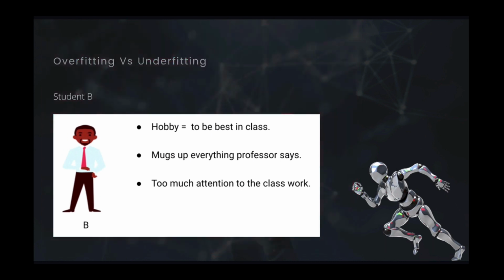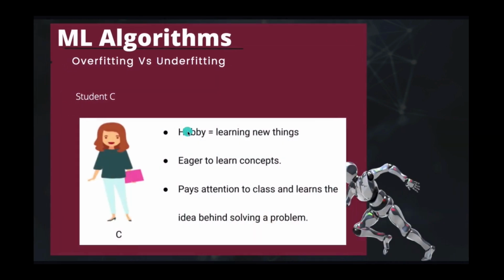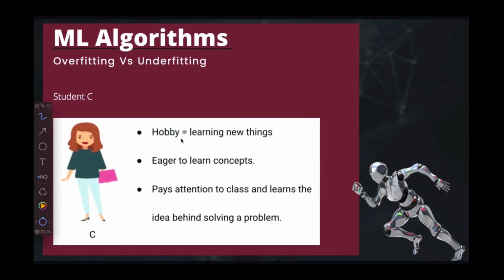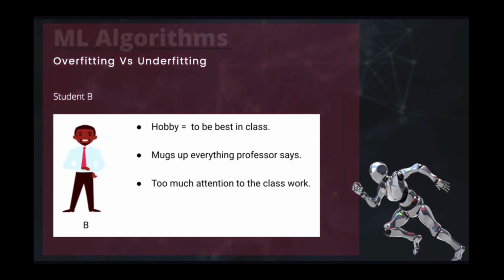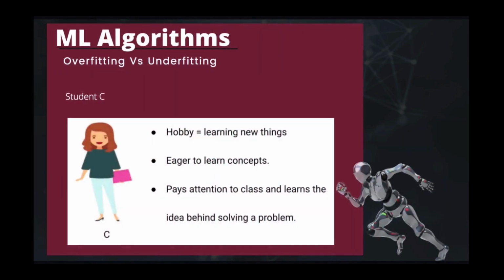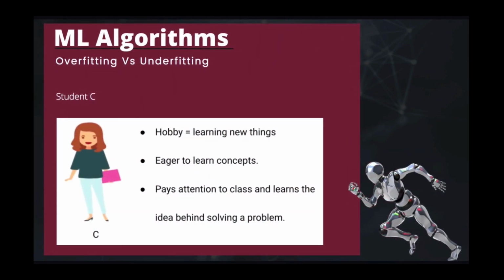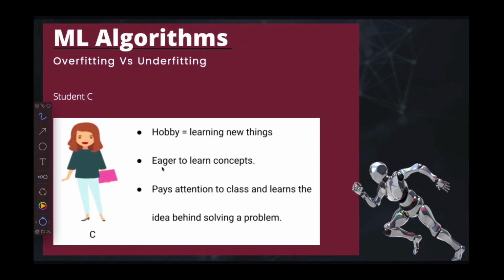Then there's this particular student, which is student C. She's not that serious like student B. However, this particular student is also very much interested in what is going on in the class, right? Her hobby is learning new things. She pays attention to new things and she wants to know what is going on. She's eager to learn concepts, right?